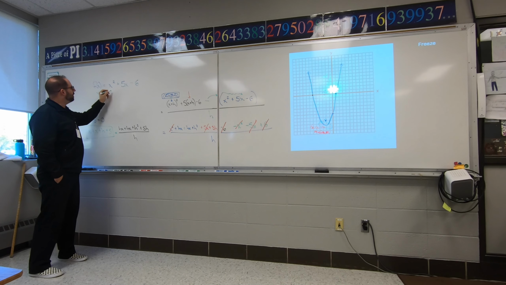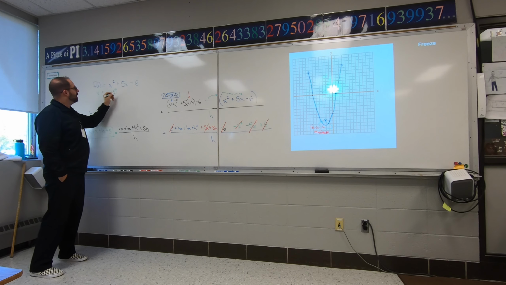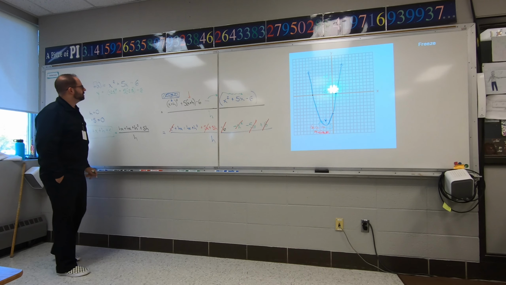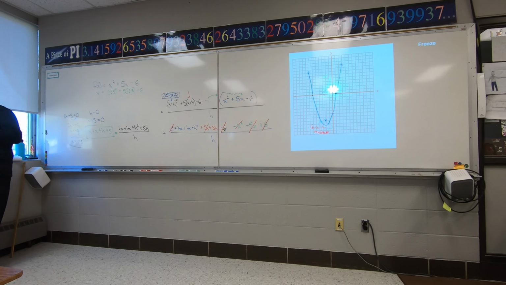So negative 2.5, we're going to square it. We're going to add it to 5 times negative 2.5, and then we're going to subtract 6. You're plugging in x, and it will spit out your y answer, and the y answer will be the lowest point on your graph. It's awesome how it works. It works every time. So when you find your lowest point, you have to go back to the original problem and plug it back in.